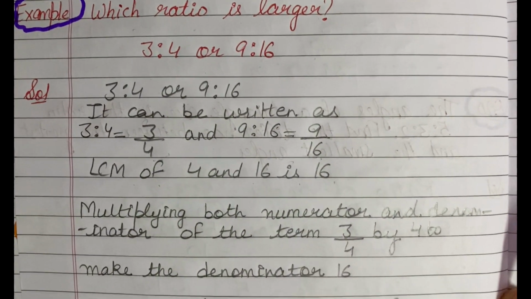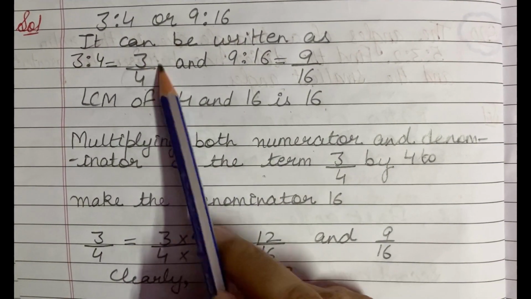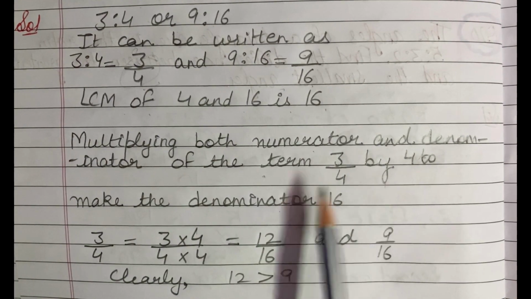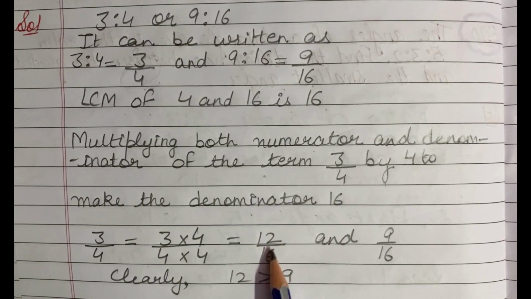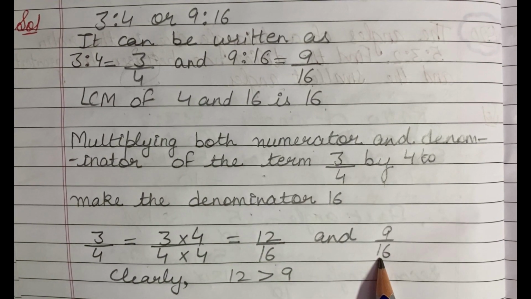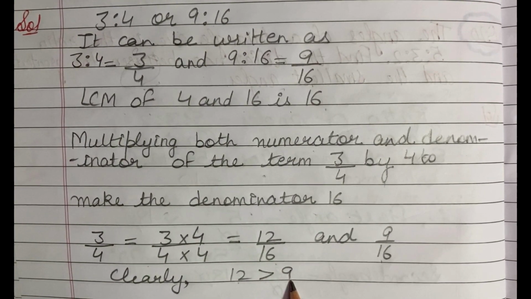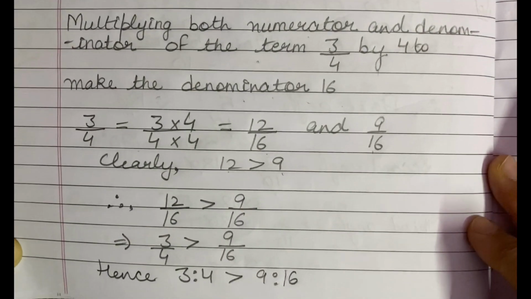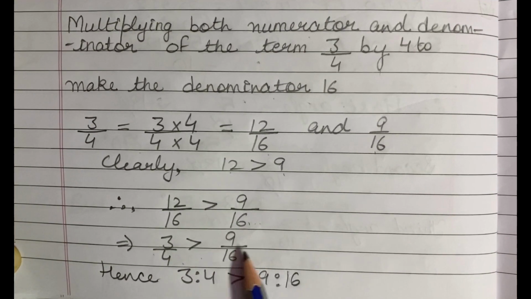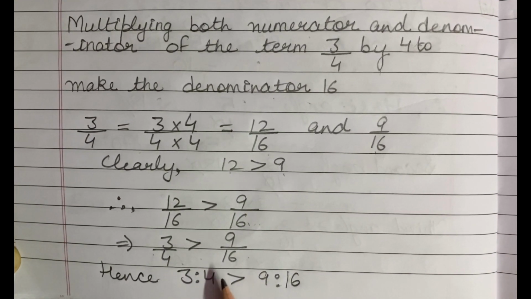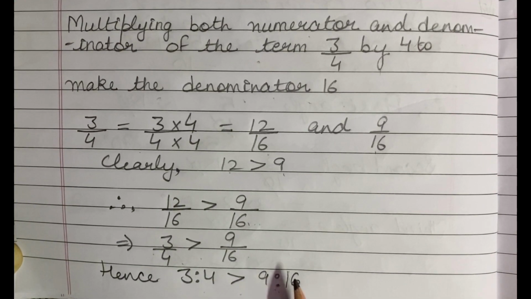Now what we will do? We will multiply both the numerator and denominator of the term 3/4 by 4 to make the denominator 16, and on multiplying we will get 12/16, and the second term will be as it is, that is 9/16. Now clearly this 12 is greater than 9. Therefore 12/16 is greater than 9/16. This means 3/4 is greater than 9/16. Hence we can say that 3:4 is greater than 9:16. Hopefully it is clear to you.